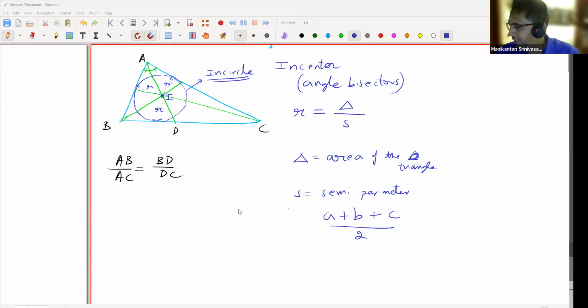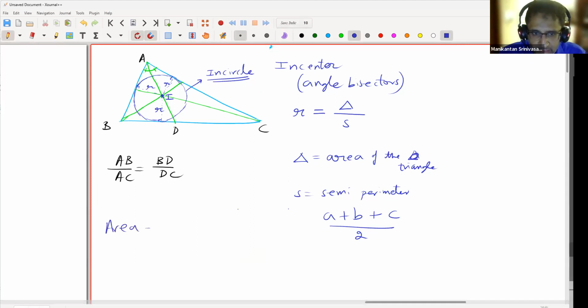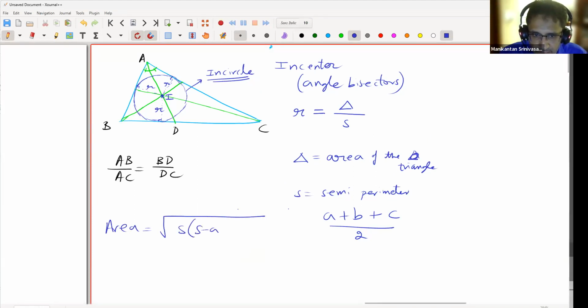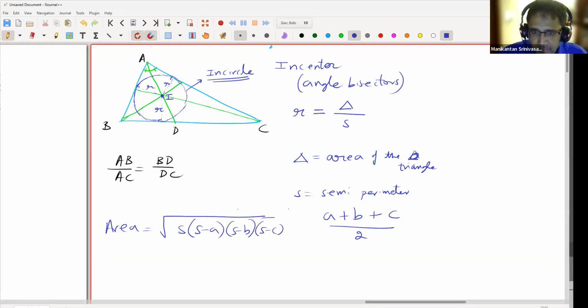Now, how do you find the area of a triangle in general? We can use Heron's formula, right? The area of a triangle by Heron's formula, which you would have studied, is the square root of S times (S minus A) times (S minus B) times (S minus C), where S is the semi-perimeter. S is A plus B plus C by 2.